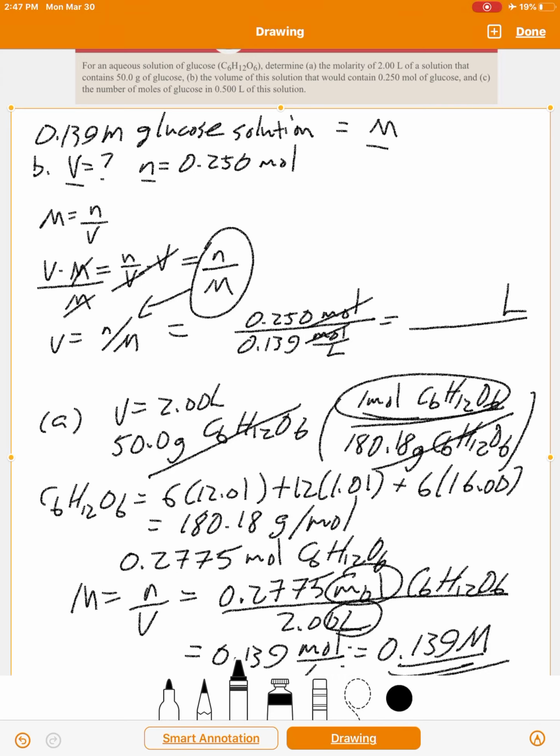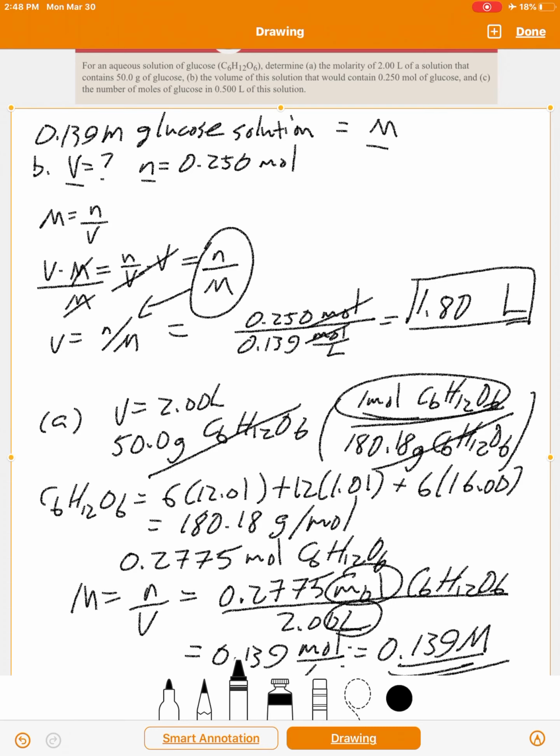Okay, so 0.250 divided by 0.139. Looks like it's about 1.80. Yeah, about 1.80. In other words, it takes almost 2 liters. 1.8 liters. We're using almost all the 2 liters that we had in part A to get 0.25 moles. Okay, so there's part B. And then we're going to come up to part C. It says the number of moles of glucose in 0.5 liters of this solution.